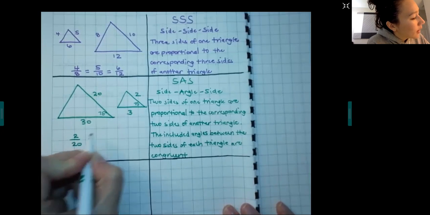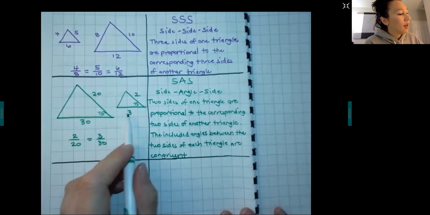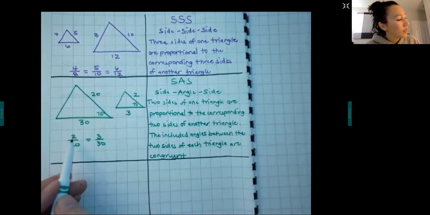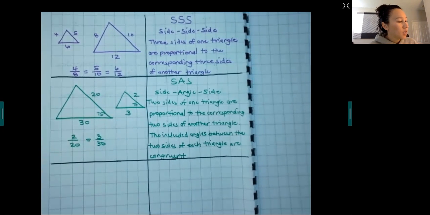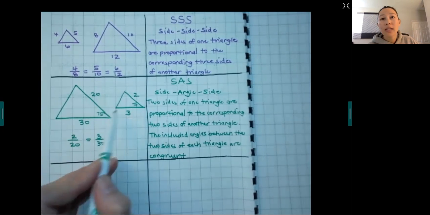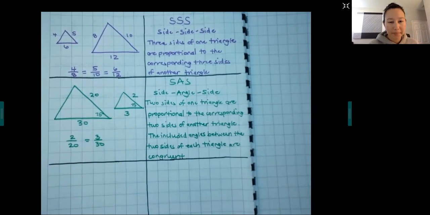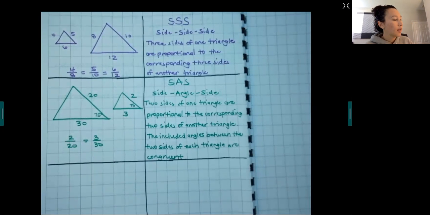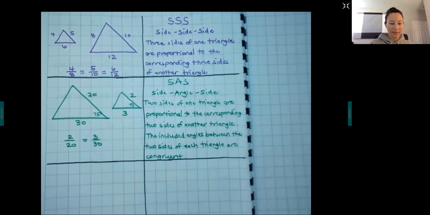So 2 and 20 and 3 and 30 are proportional, right? They're multiplying by 10. So they're each 1/10. 2/20 is 1/10. 3/30 is 1/10. So the sides are proportional, and then the angle between the two sides are congruent. And it has to be the angle between them. And so since they are, we can say these triangles are similar because of side, angle, side.